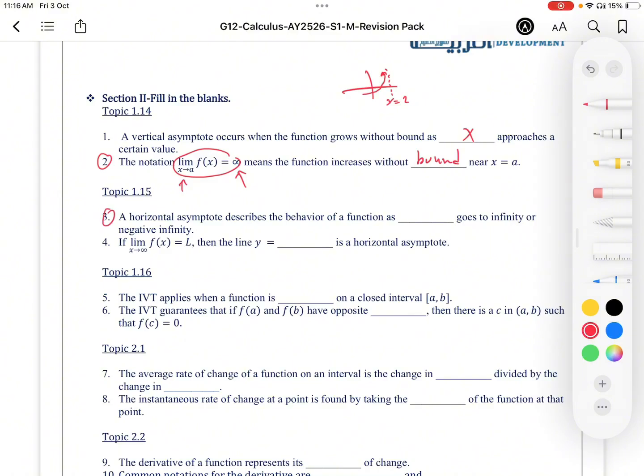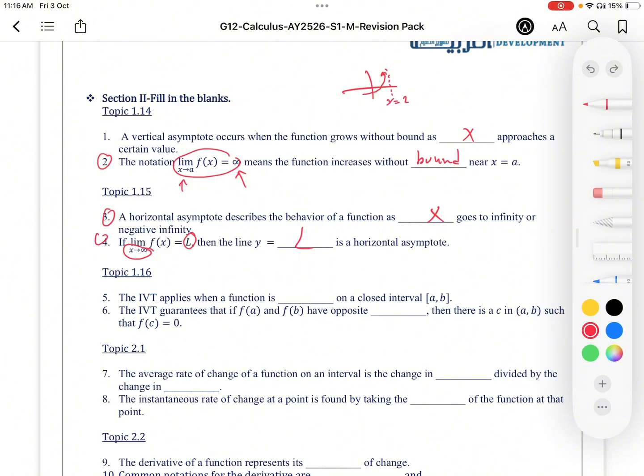The horizontal asymptote describes the behavior of the function as x goes to infinity, same meaning. When x approaches infinity, the value of the function f of x is L, which is the horizontal asymptote. So the value of the function is L, which is the horizontal asymptote.